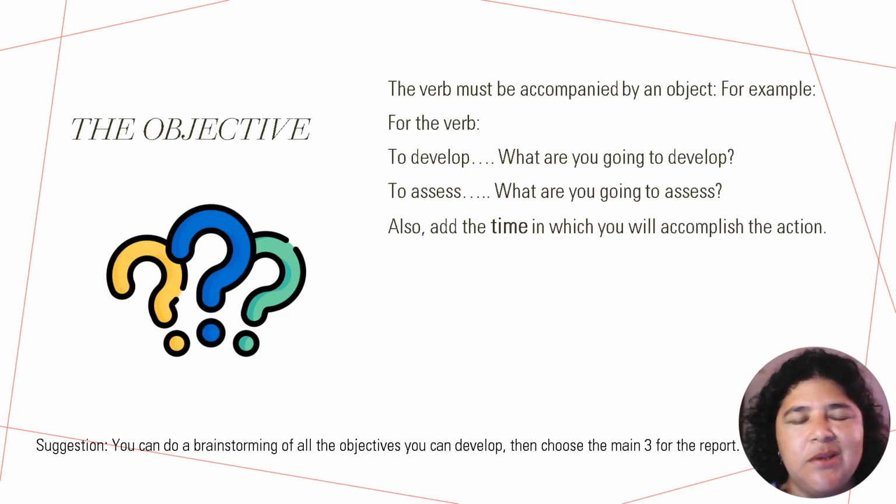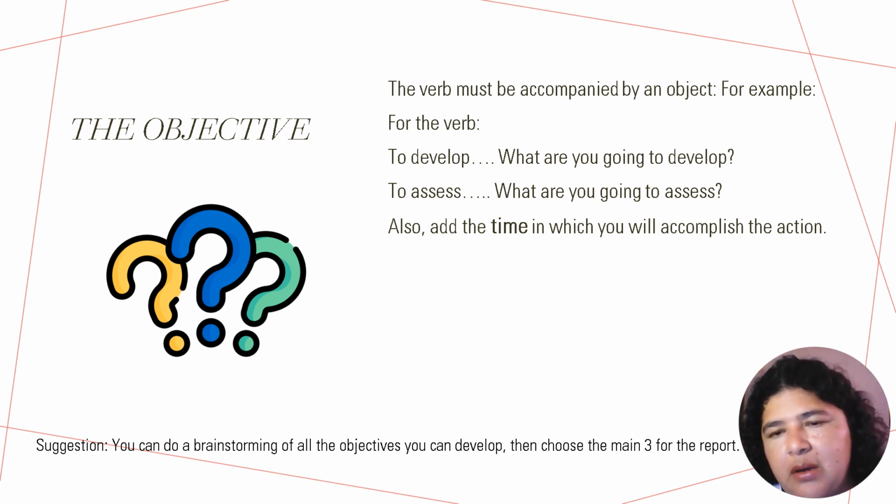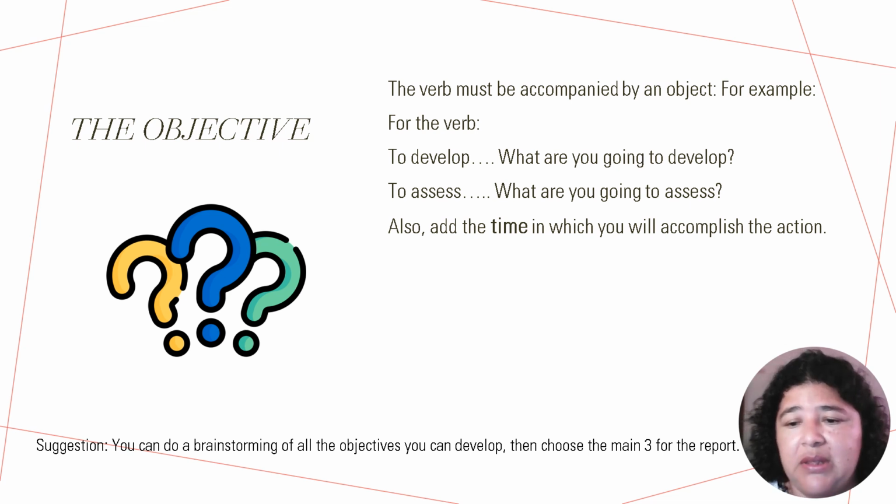Well, the objective must have a verb, an object, and a time. The idea is to have an object that can complete the idea of the verb. So if your verb for the objective is to develop, the object is going to answer the question, what are you going to develop? If the verb is to assess, the object is going to answer the question, what are you going to assess? Besides the verb and the object, you need to have there in the objective the time in which you will accomplish the action.